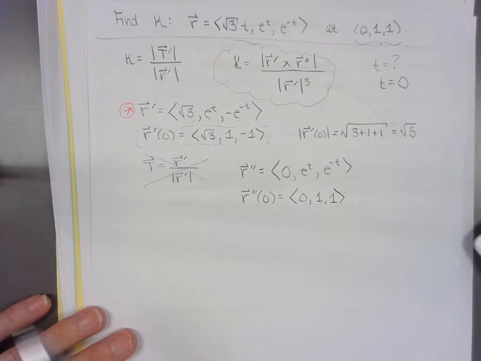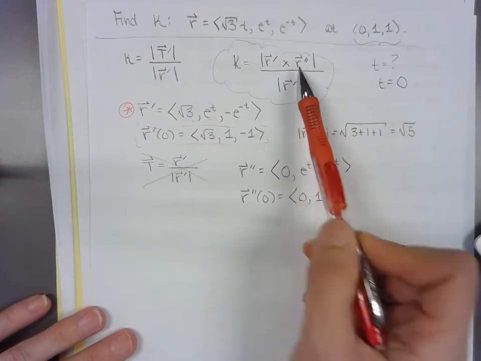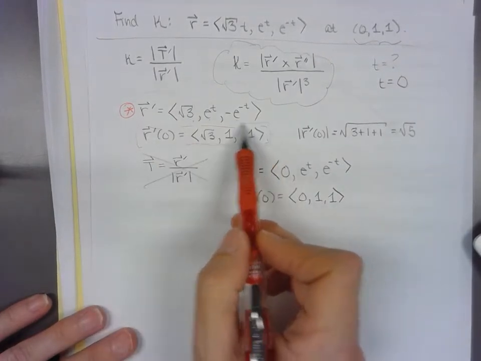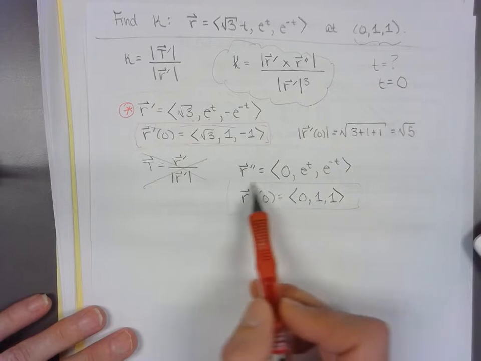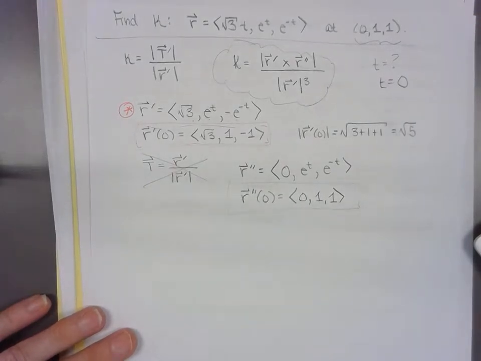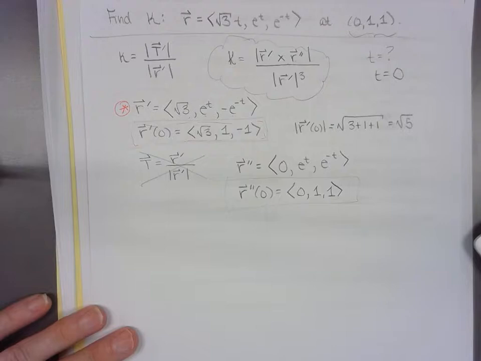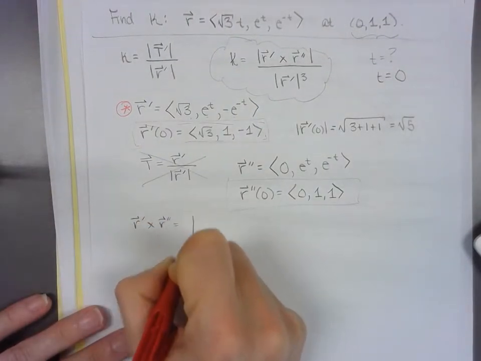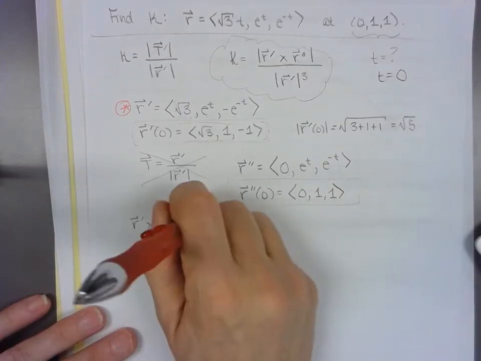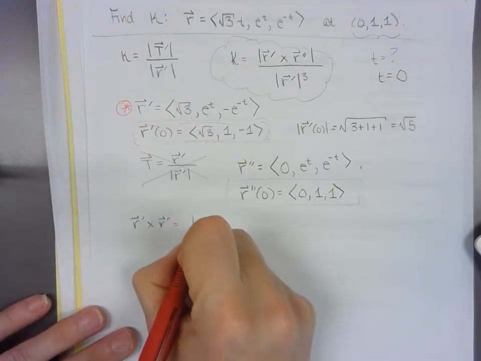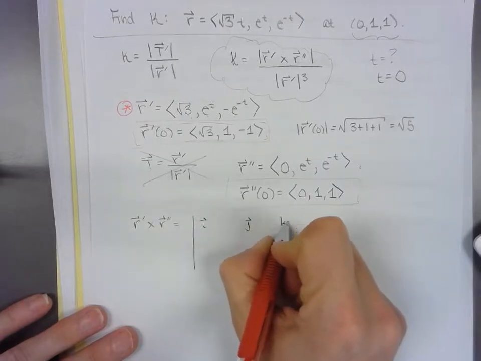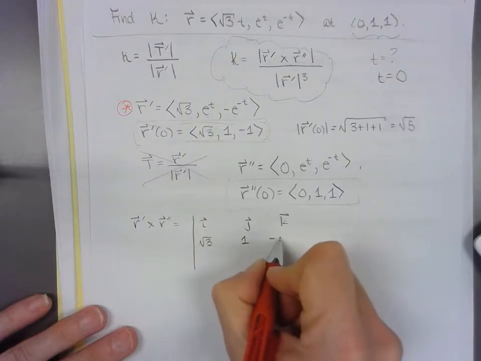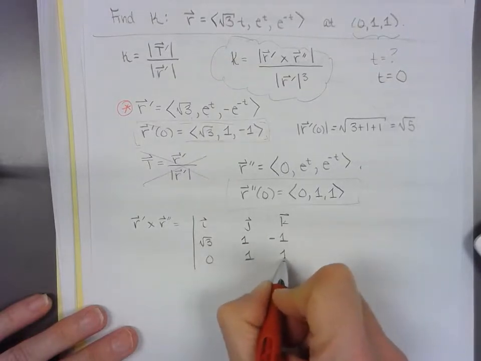Okay, and then for this curvature formula, now we have to do the cross product. We can do the cross product after we plug in, but we can't do the derivative after we plug in, because then we'd always get 0, right? So r prime cross r double prime. Okay, so square root of 3, negative 1, and 0, 1, 1.